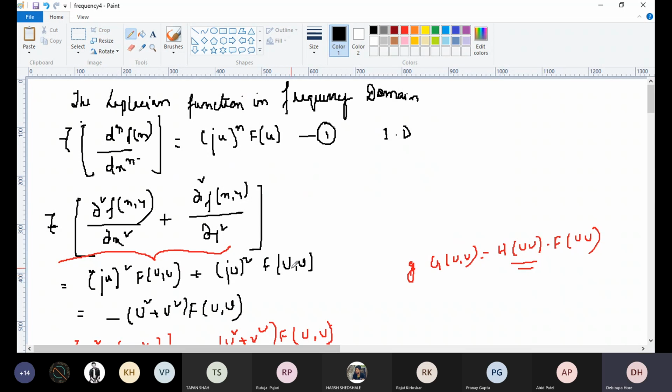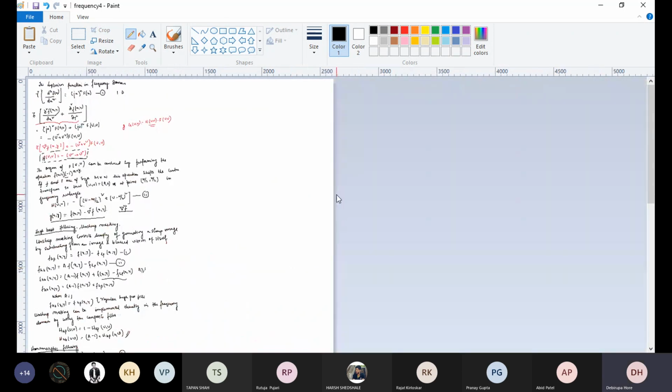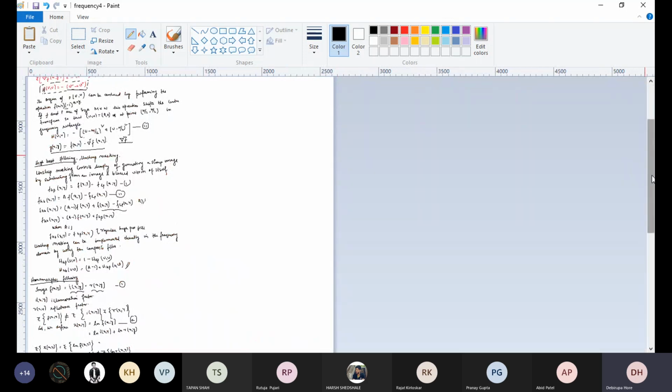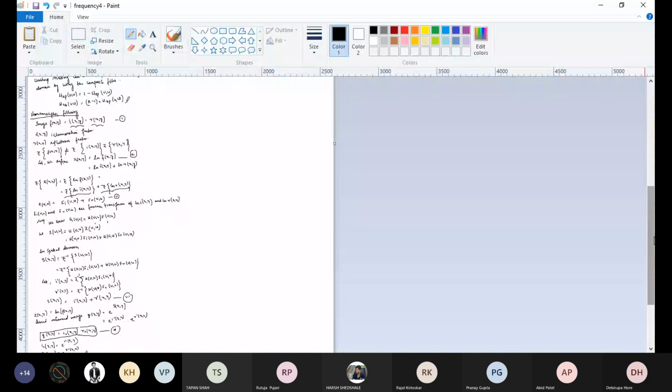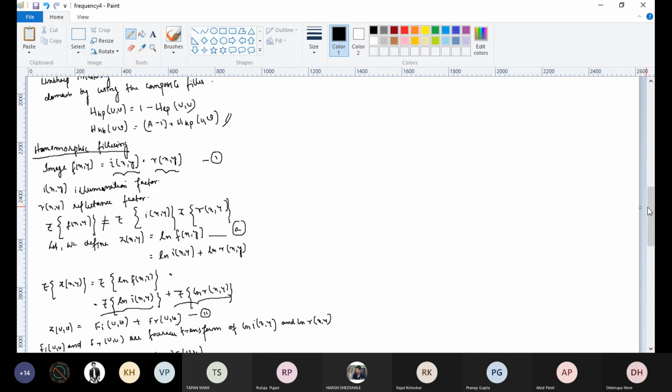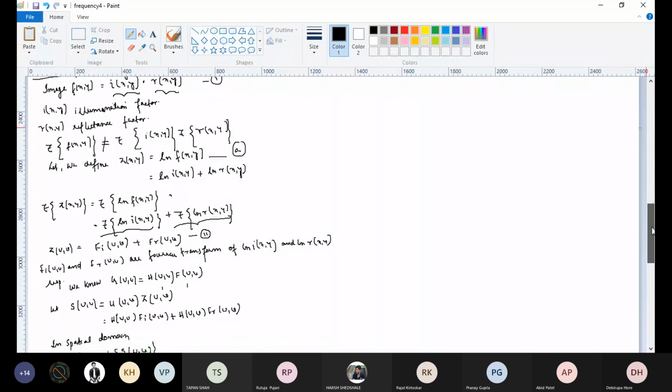You can just jot down if you want. Is the whiteboard visible, or has it become too small? Okay.